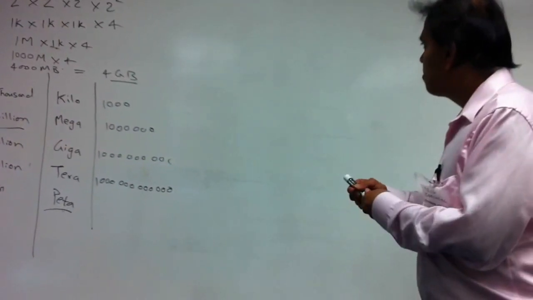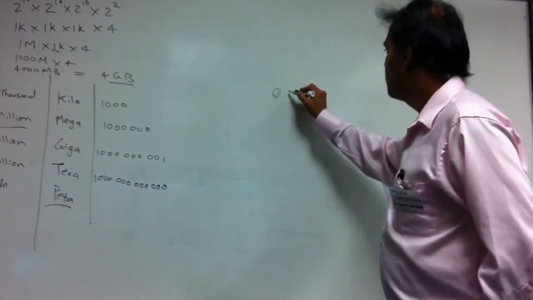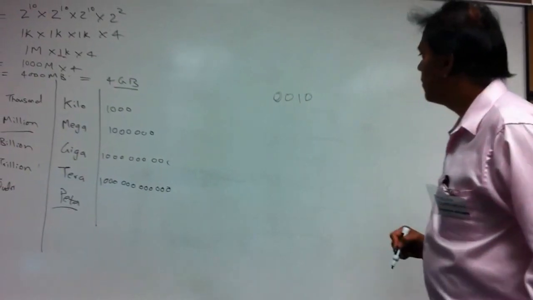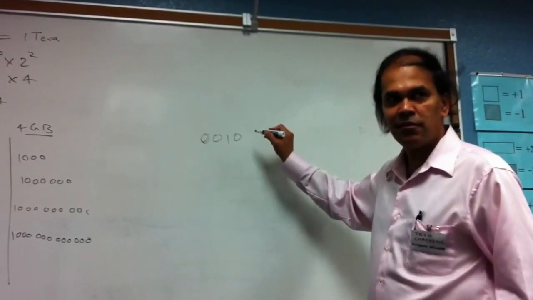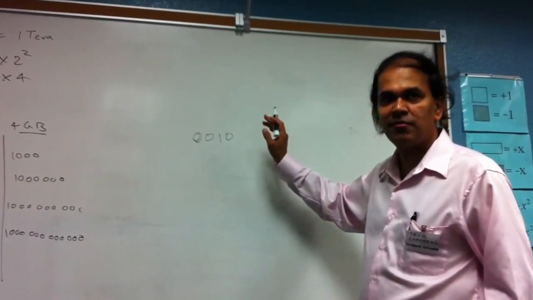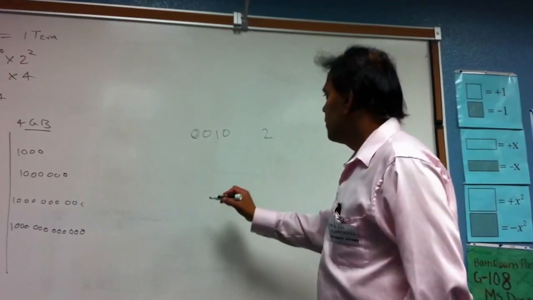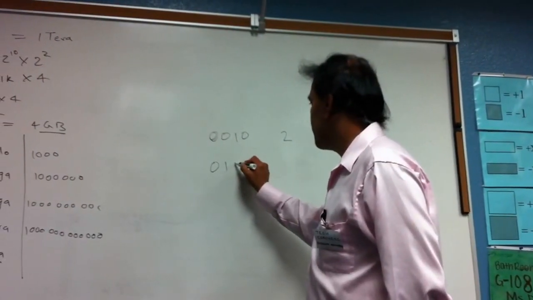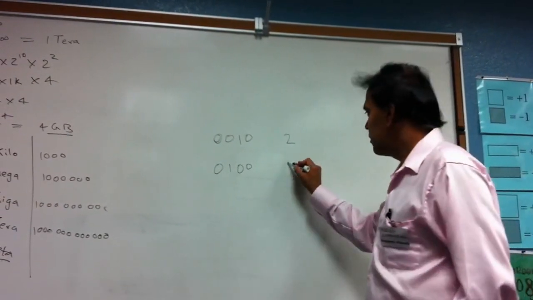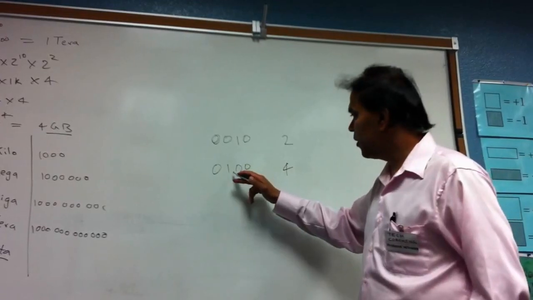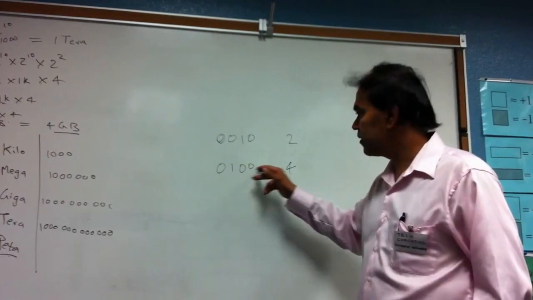So let's say you have the number 0010. Does anyone remember what this is in terms of decimal? 2. Yeah. Now, if I have, say, 0100, does anyone remember what this number is? 4. So you're getting really quick at this. One way to do that is, as soon as you see 1 in the hundreds place, you just say 2 raised to 2. That's 4, and that's it.